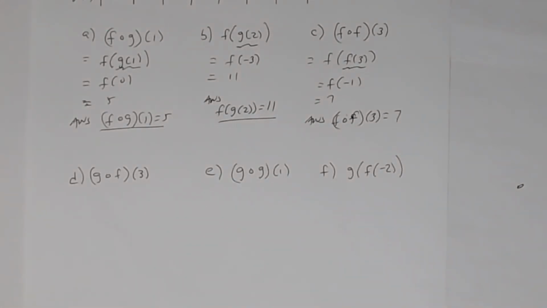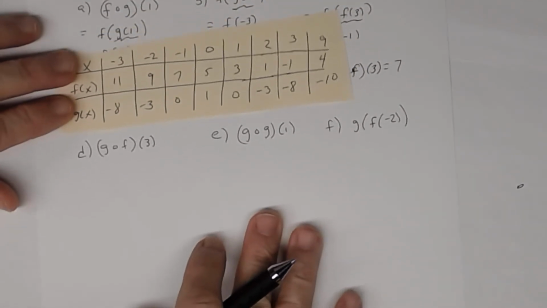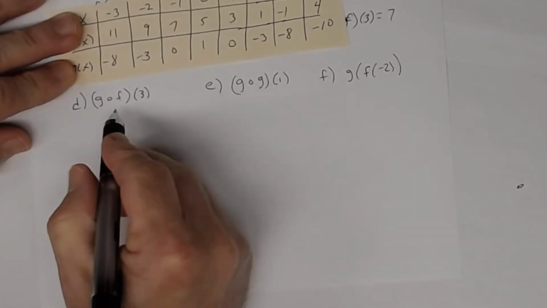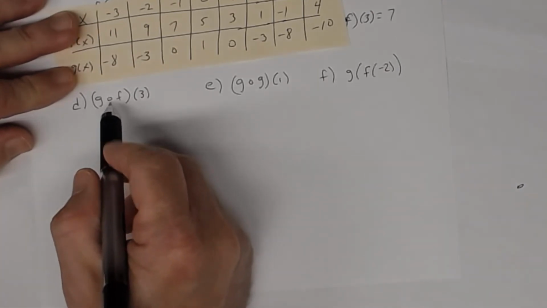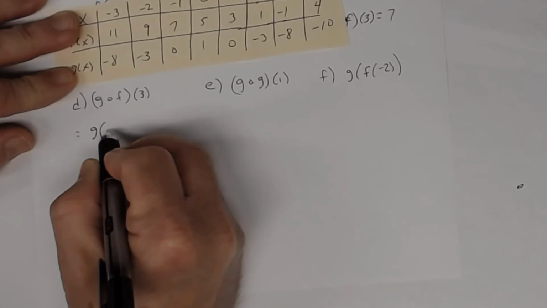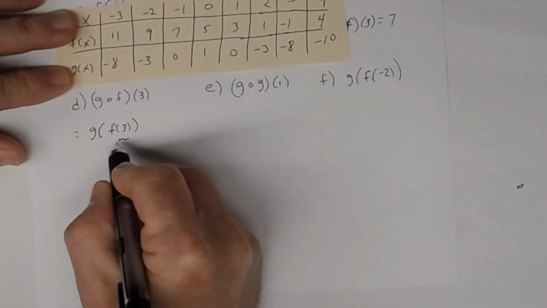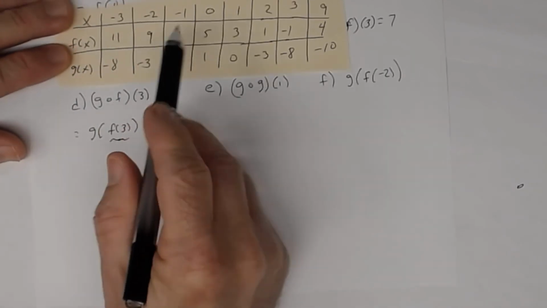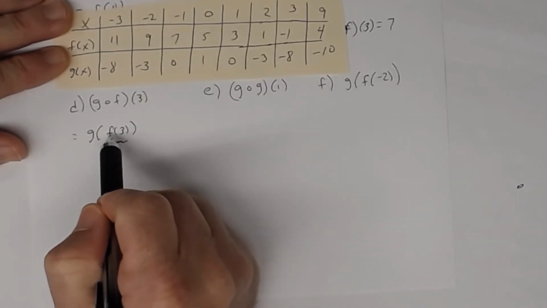Okay, so let's look at D. So I'm going to go ahead and put this one here. So at D, let's talk about D. So again, you've got to use the definition of composition. So this means g of f of 3. So I've got to find f of 3 first. So I've got to go to my function f. And remember, this is x. So when x is 3, what's f of 3?